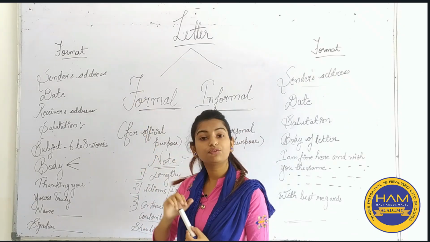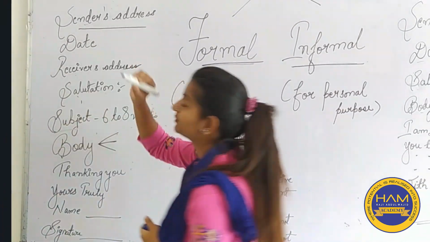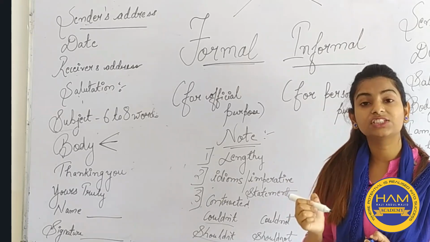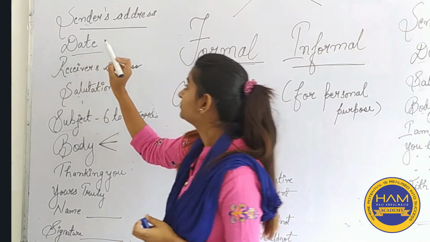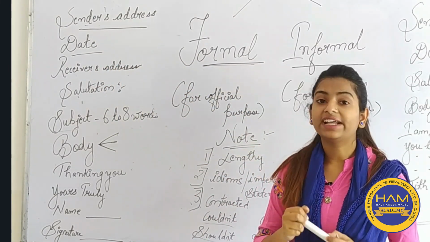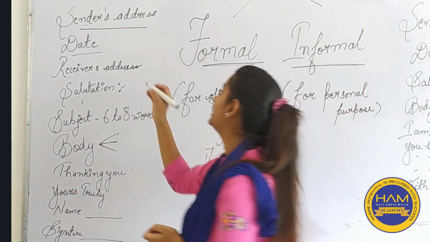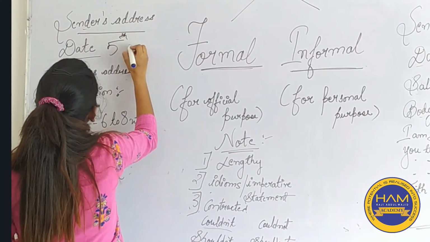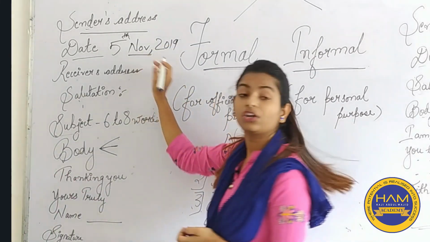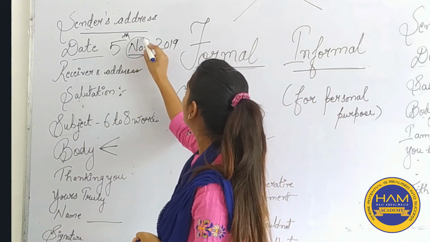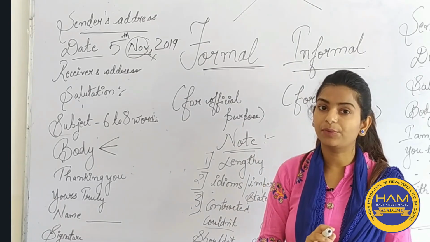Now let us move towards the format of the formal letter. The format begins with the sender's address. Here you have to write the address of the person who is sending the letter. Now comes the date. Always keep in mind while writing date that it should not include shortcut. For example, you are writing the letter on 5th of November. Then you cannot write November as N-O-V. Instead, you have to write in full the spelling of November.